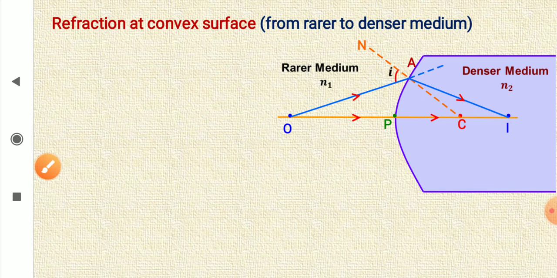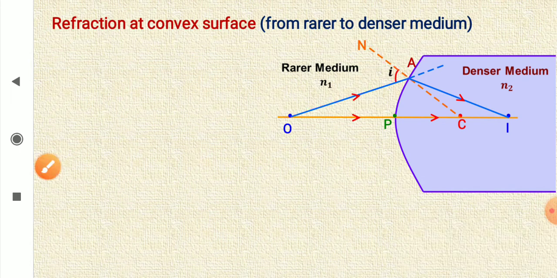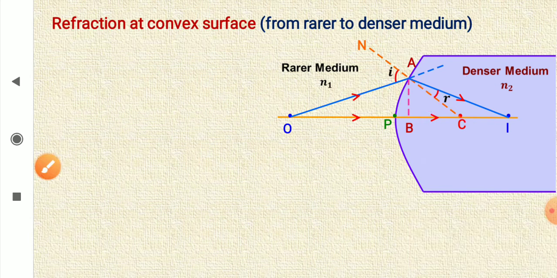And see, the angle between the incident ray and the normal is called the angle of incidence. So this angle is the angle of incidence, and the angle between the refracted ray and the normal is called the angle of refraction. So this is the normal and this is the refracted ray. So this is the angle of refraction.